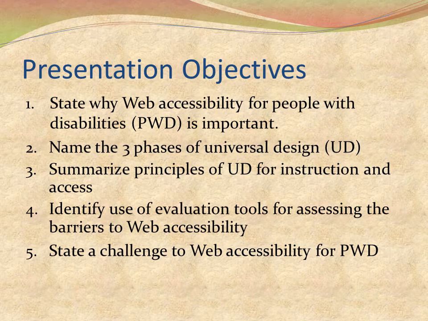By the end of our presentation, we hope you're able to state why web accessibility for people with disabilities is important, name 3 phases of universal design, summarize principles of universal design for instruction and access, identify use of evaluation tools for assessing the barriers to web accessibility, and lastly, state a challenge to web accessibility for people with disabilities.